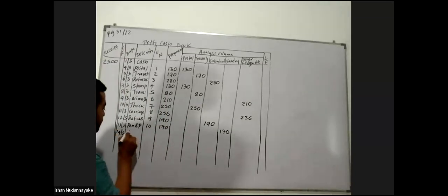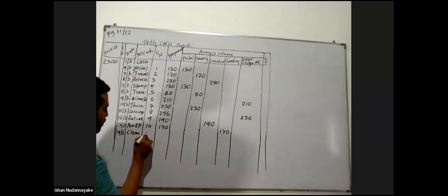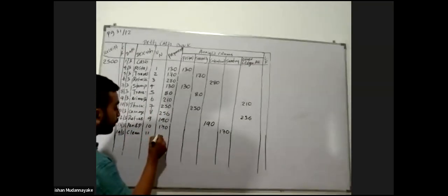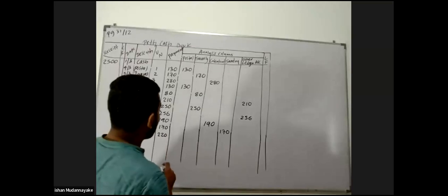And then 14th March. Cleaning expenses. 14th March cleaning expenses, 220. We record cleaning expenses also under sundry expenses, miscellaneous expenses. We don't have a separate account to record cleaning expenses, therefore we record them under sundry expenses.